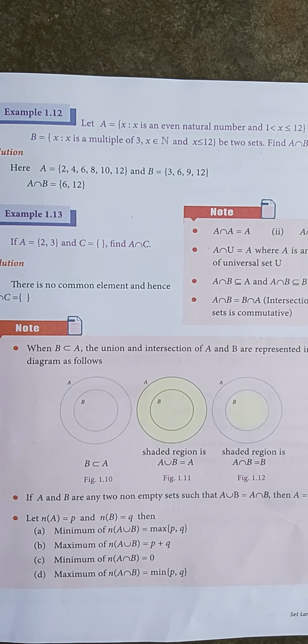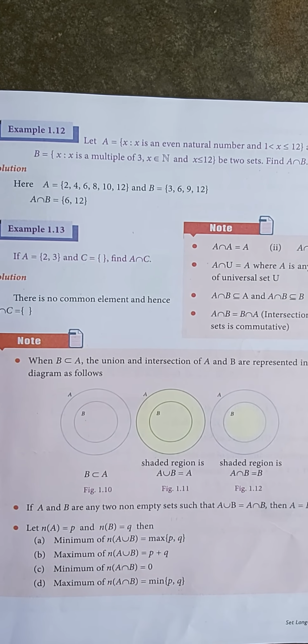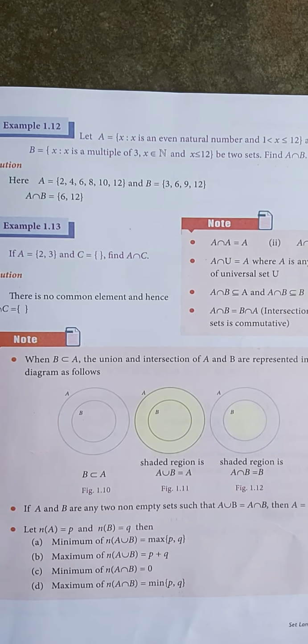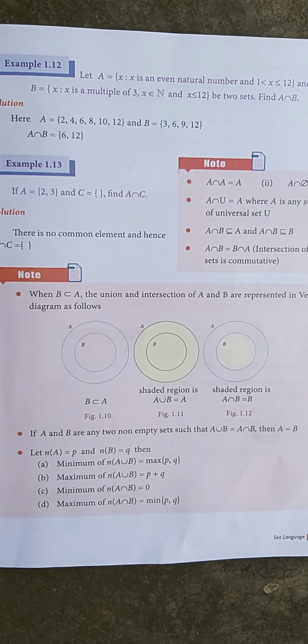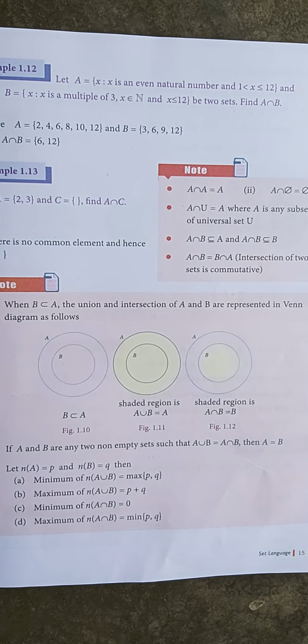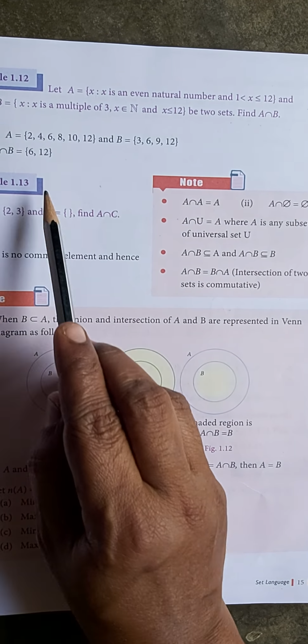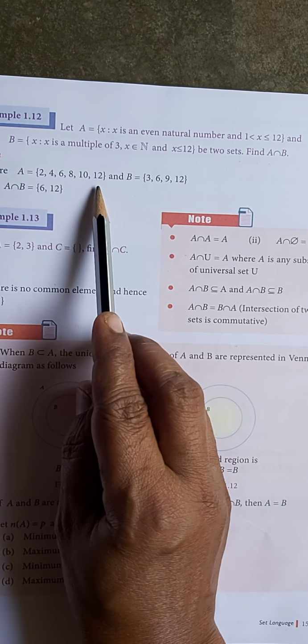So, even natural numbers, but 1 less than x less than or equal to 12. Up to 12 only is given, so you write up to 12. What are the even numbers? 2, 4, 6, 8, 10, 12. That is A equal to {2, 4, 6, 8, 10, 12}.